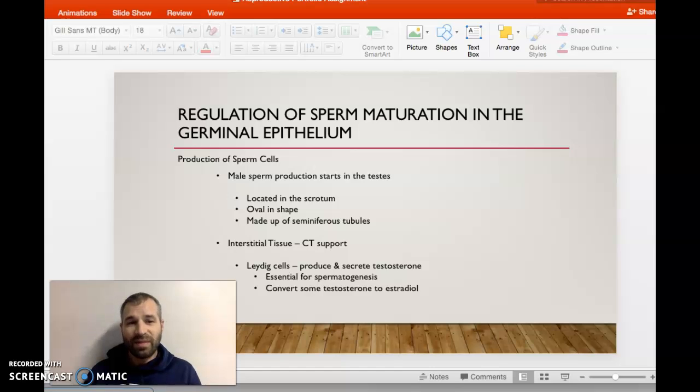In between these seminiferous tubules, there is a dense layer of irregular connective tissue, which houses other important supportive cells, most importantly, the Leydig cells. Now, Leydig cells are testosterone-producing cells, which is an essential hormone in spermatogenesis, and they also have conversion capabilities, which change testosterone into estradiol.